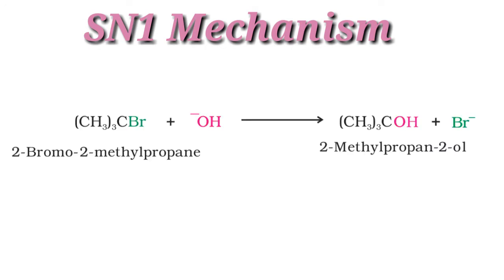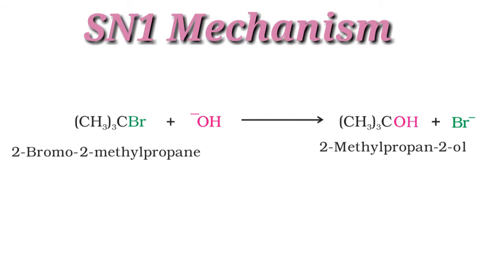For example, the reaction between tertiary butyl bromide and hydroxide ion yields tertiary butyl alcohol. This reaction follows the SN1 mechanism. And this is a first order reaction. That is, the rate of reaction depends upon the concentration of substrate only. Here the substrate is tertiary butyl bromide.